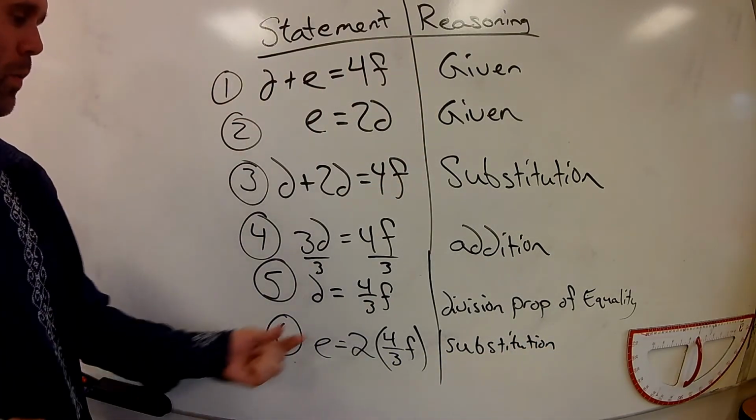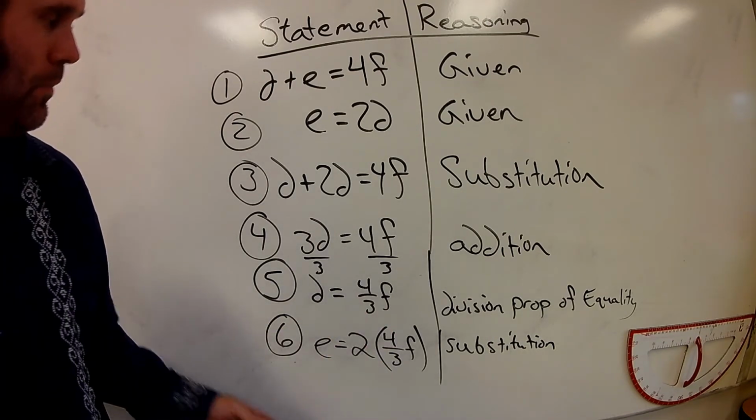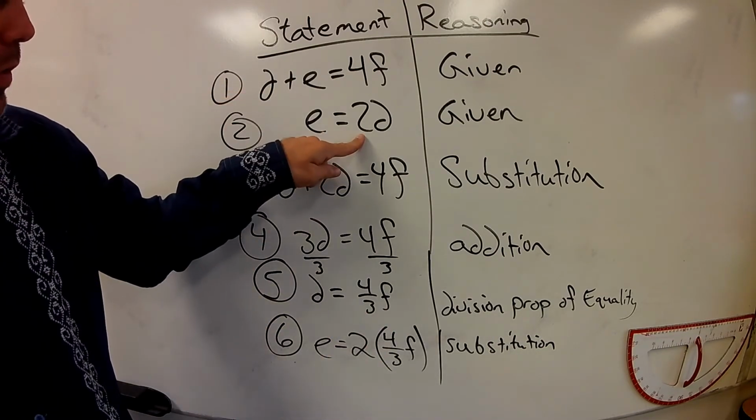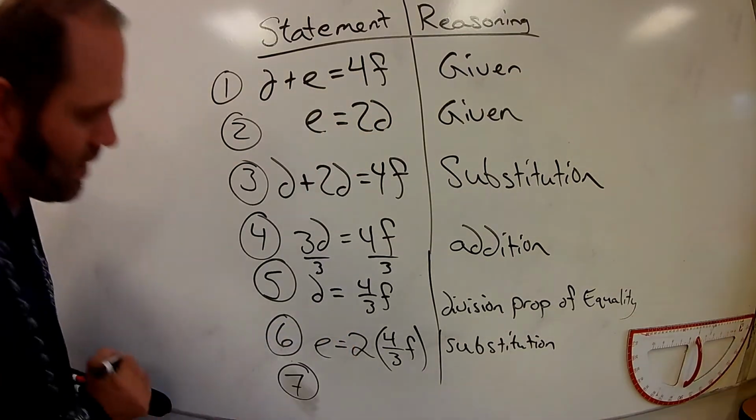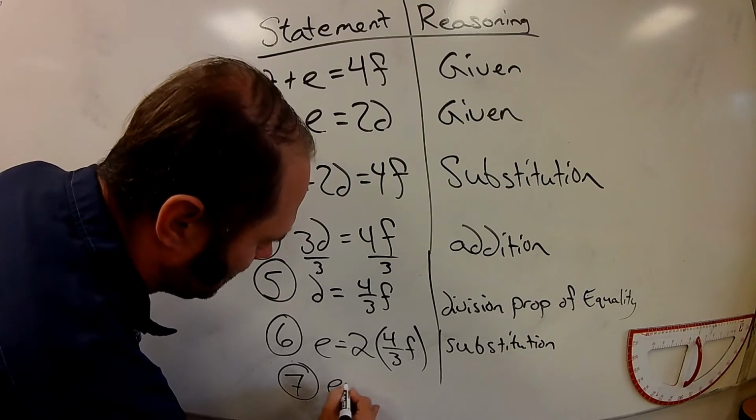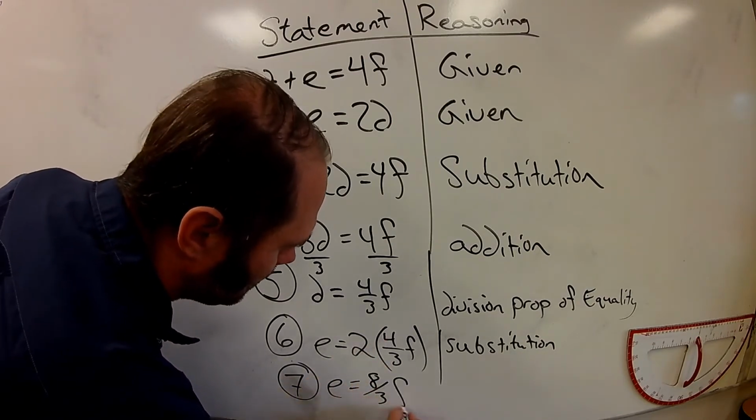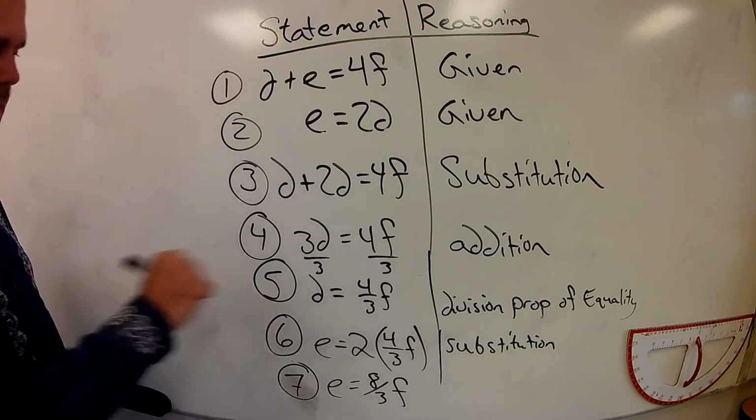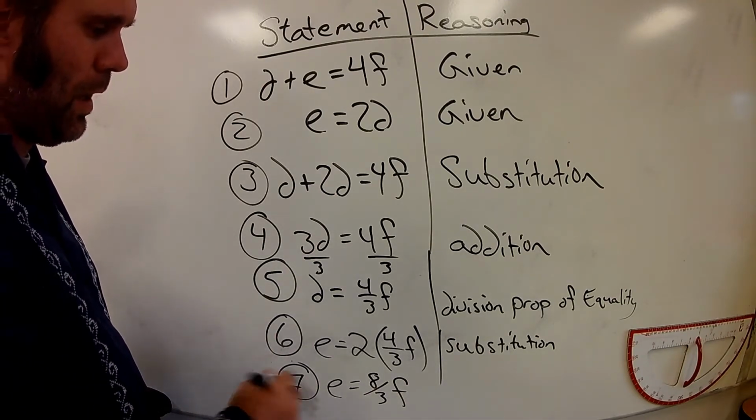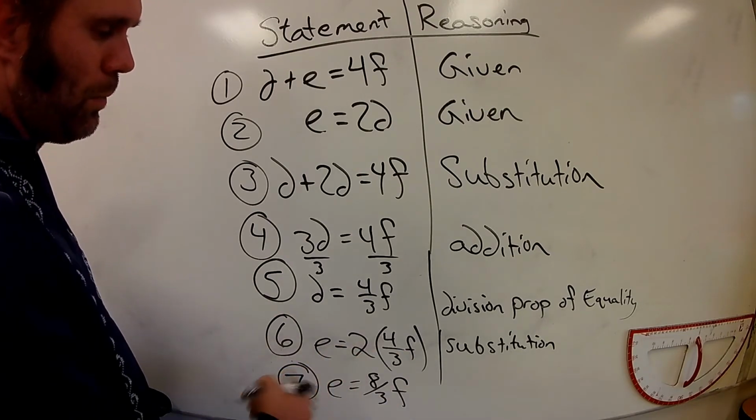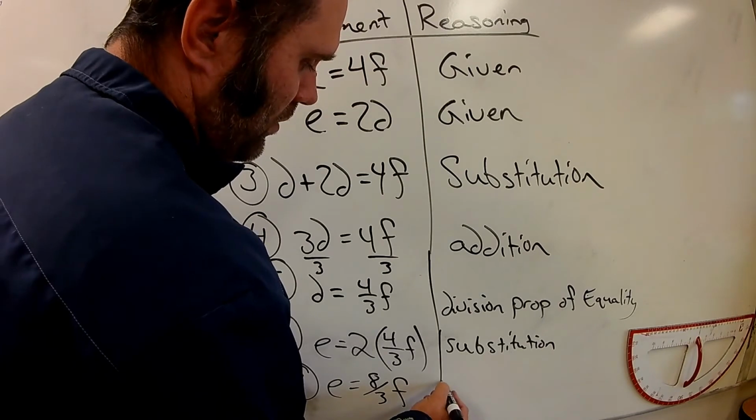I substituted what the value of D was, which is 4/3 F, in for D. So I have E equals 2 times 4/3 F. E equals 2 times 4 is 8 over 3 F. And that was by just simplification or multiplication. So I just multiplied through. You could even say distribution.